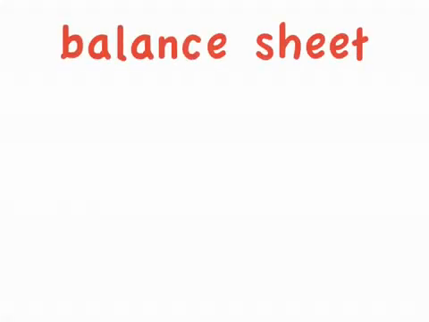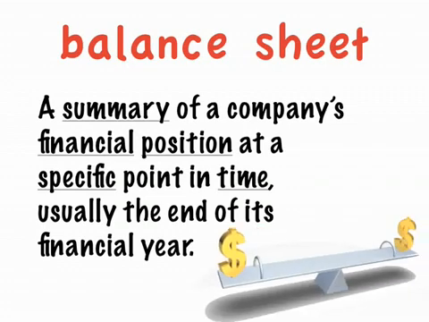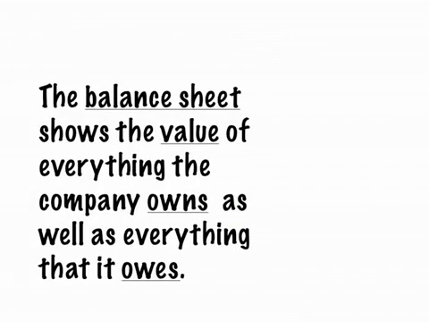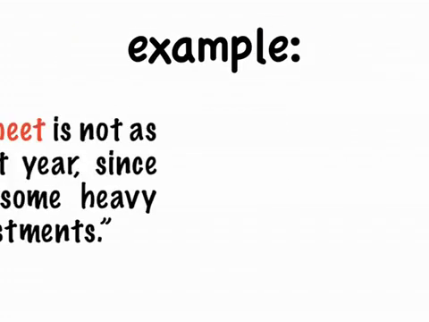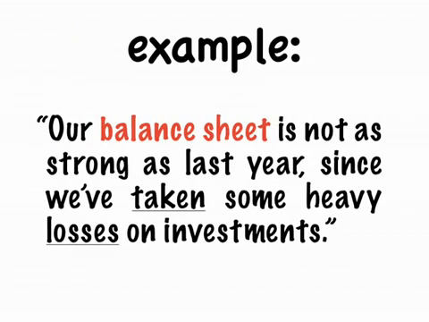Balance sheet. The balance sheet is a summary of a company's financial position at a specific point in time, usually the end of its financial year. A company's balance sheet should indicate the value of everything the company owns, its assets, as well as everything that it owes, its liabilities. Our balance sheet is not as strong as last year, since we've taken some heavy losses on investments.